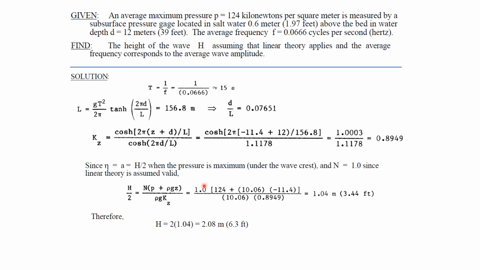So using this, we are then able to calculate the wave height that produced this pressure, and the answer here is 2.08 meter. In this case, the correction factor N equals 1. Since we are not given any specific information about the wave type or wave condition, in the solution here we have not applied any specific correction factor, so we use 1, assuming that it is a linear wave.